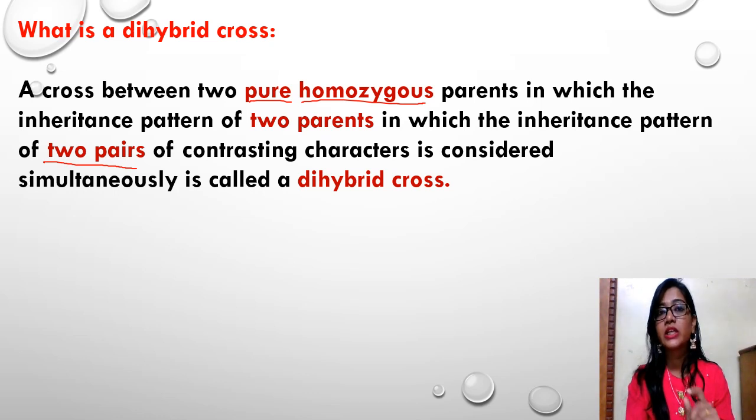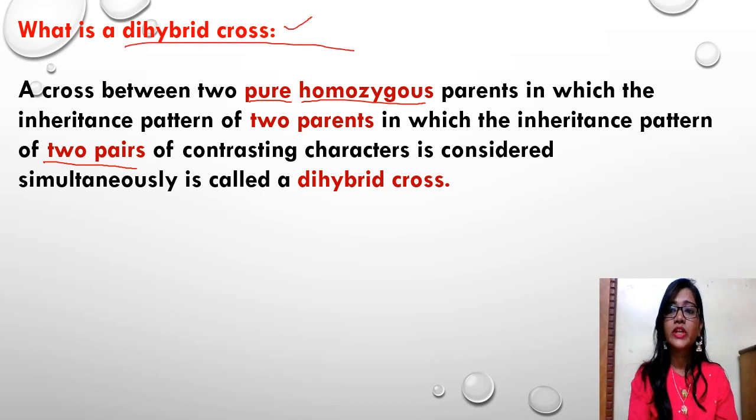Mendel did not consider only a single character, that is stem height, but he also considered the color of seed. So, stem height and color of seed. Or, as a different example, suppose he concentrated on the shape of seed and color of seed. So at a time two pairs of contrasting characters are considered simultaneously, and that type of cross is known as a dihybrid cross. Let's move further.